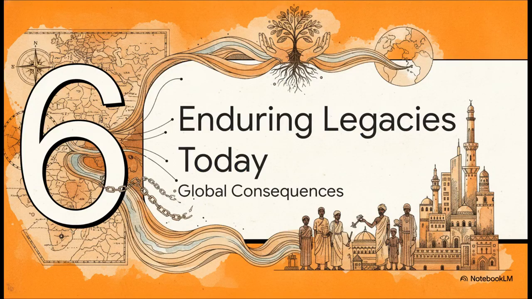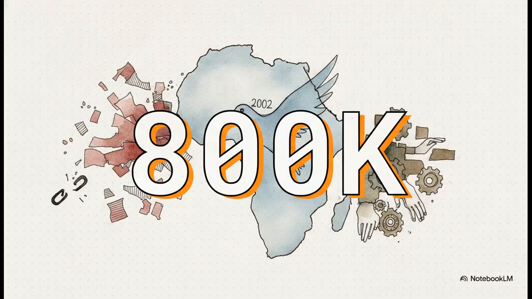Let's move to and see how this builds into our final segment, Section 6, Enduring Legacies Today. 800,000. That is the estimated number of Tutsi killed by Hutu extremists in roughly 100 days during the 1994 Rwandan genocide. This exposed the catastrophic, horrific consequences of ethnic division and the stark failure of the international community to respond. In its aftermath, realizing the desperate need for regional solutions, African leaders sought stronger institutions, eventually creating the African Union in 2002 with a mandate to actively intervene in conflicts.